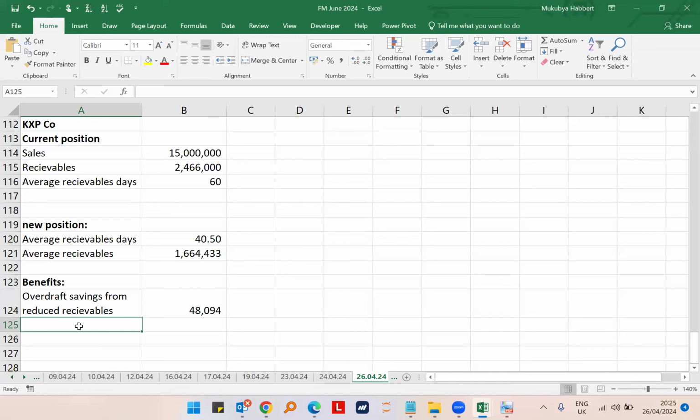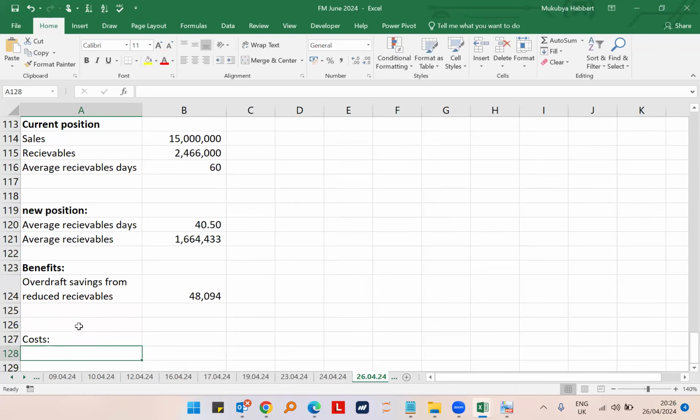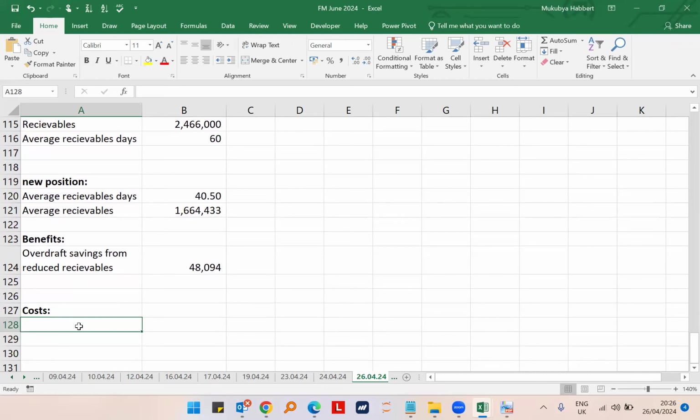So what else are we supposed to look at? Now we need to look at the costs, because remember, since you are giving them a discount, you're saving on the overdraft, but the costs are also going to be one. It's going to be the lost revenue, because you are supposed to have received the entire amount, but you're giving people a discount.